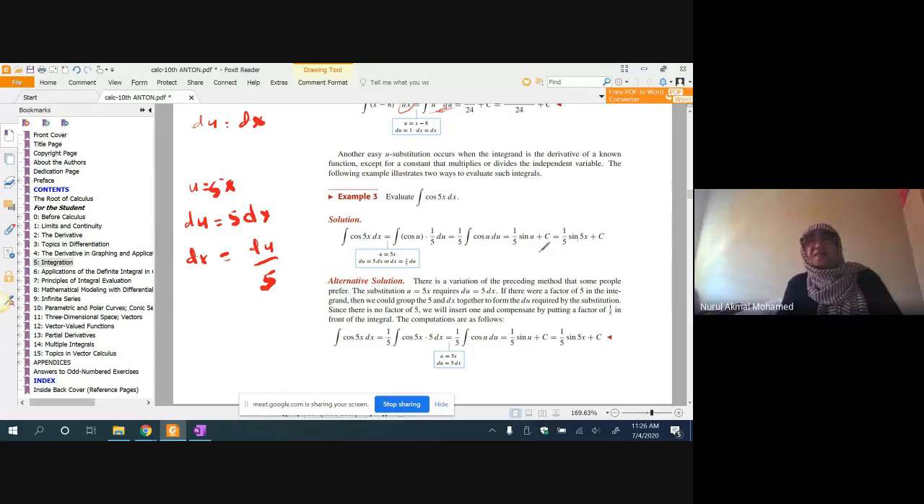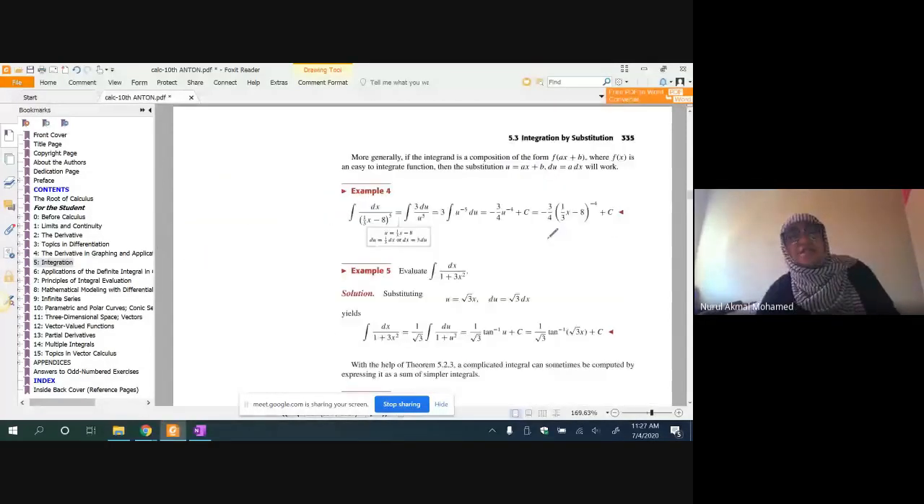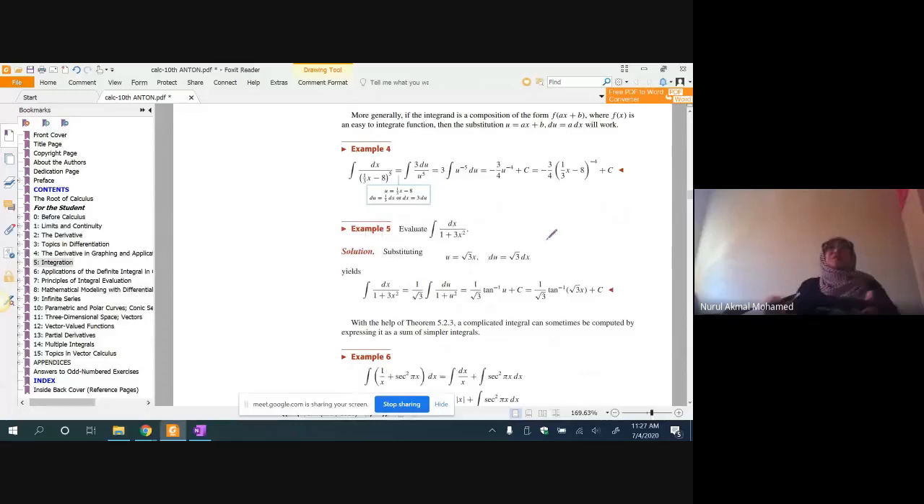After that, you of course have to replace again in terms of x. So 1 over 5 sine 5x plus c. So that is how you solve the integration by using the substitution method. Okay, example 4.